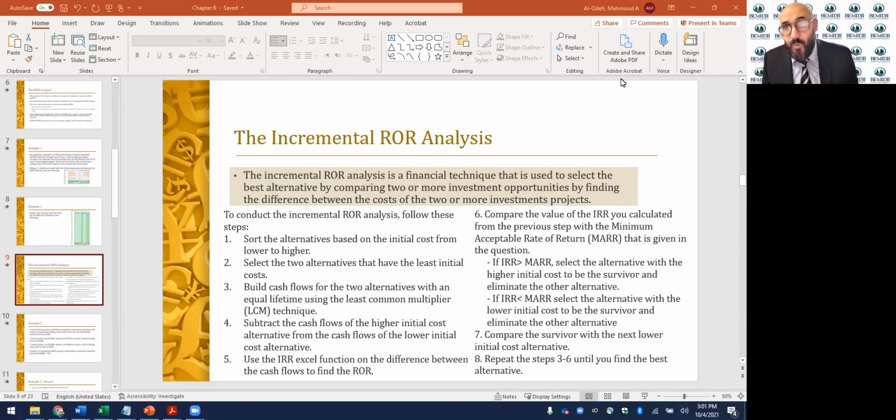Once we find the IRR, we compare it with the MARR, the minimum acceptable rate of return. If the IRR that we calculated is higher, then we select the alternative with the higher initial cost to be the survivor. However, if the IRR is smaller than the MARR, we select the alternative with the lower initial cost to be the survivor, and we eliminate the other alternative.